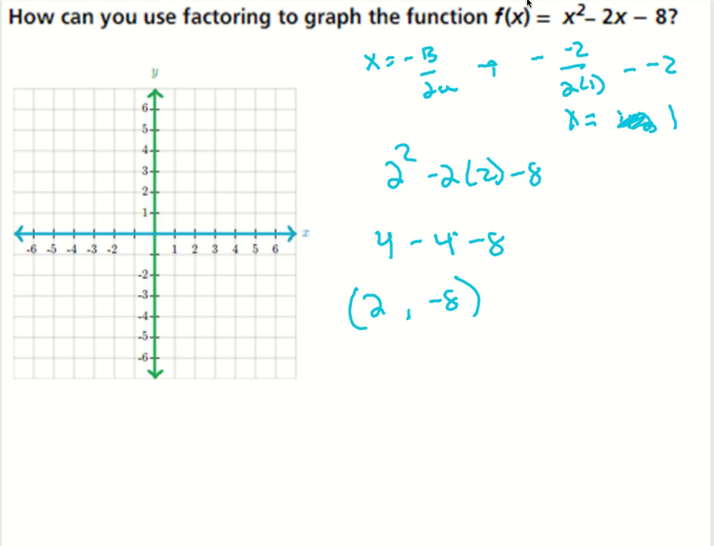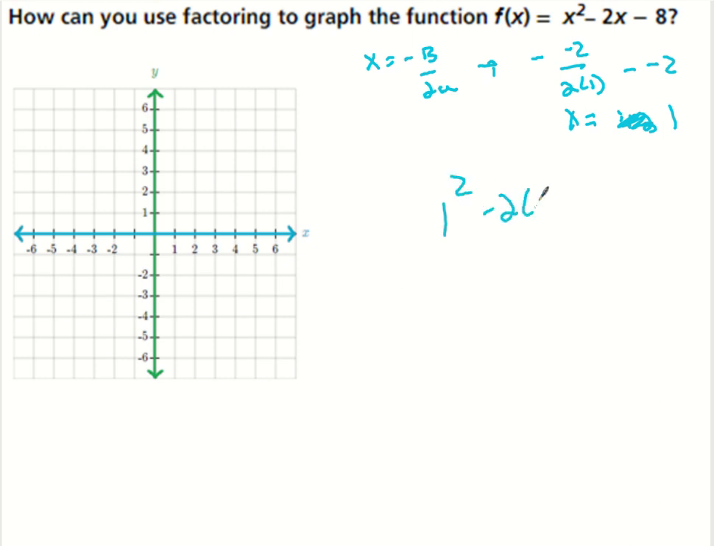I'm sorry. At least you guys saw me make a mistake. You realize that this is what happens when I go fast. Alright, so that's 1 squared minus 2 times 1 minus 8. So it's going to be 1 minus 2 minus 8, which is going to give me negative 9. I apologize for that. So that's positive 1 and negative 9, which is, let's go 8, 9, so that's right here.